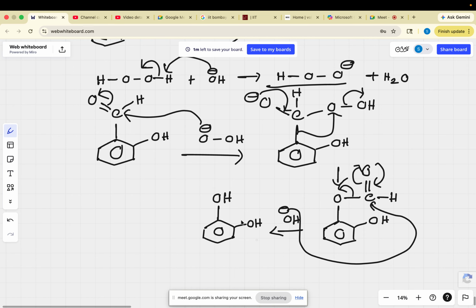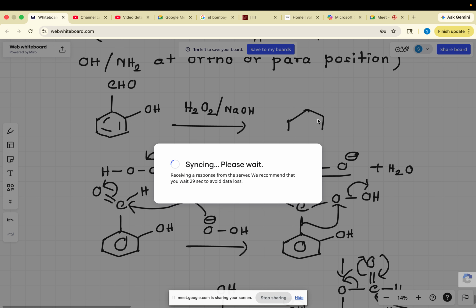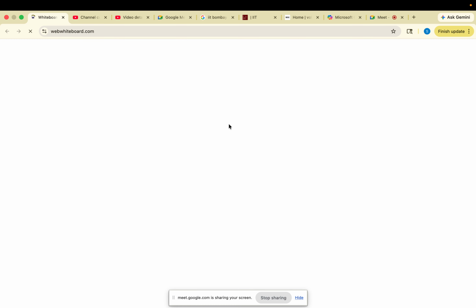Is it clear? So instead of this CHO, what is the product? What is the product of your Dakin reaction? So instead of this CHO, OH group comes, that is the thing, introduction of OH instead of CHO. Fine. Any doubt from Dakin reaction?